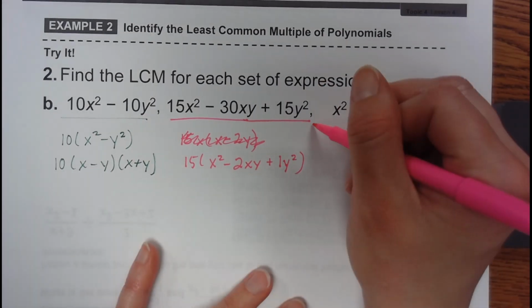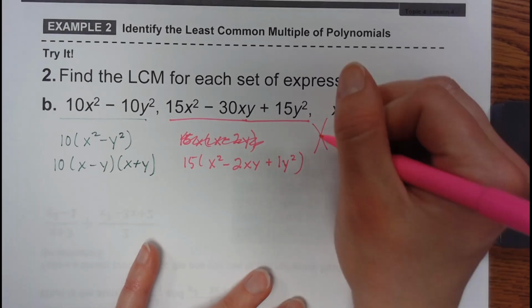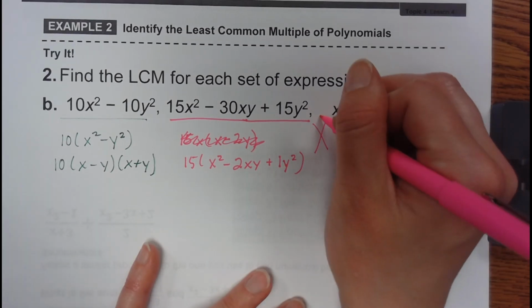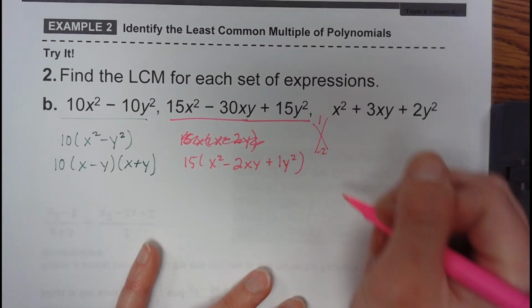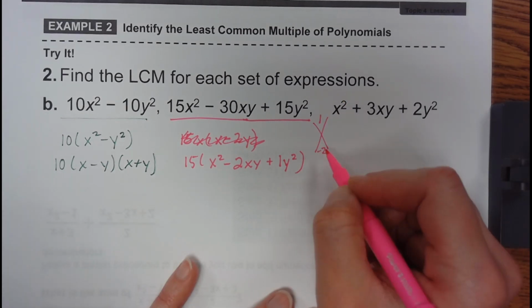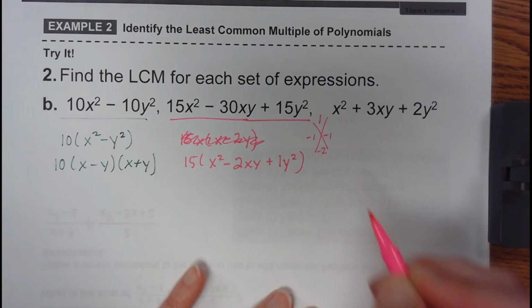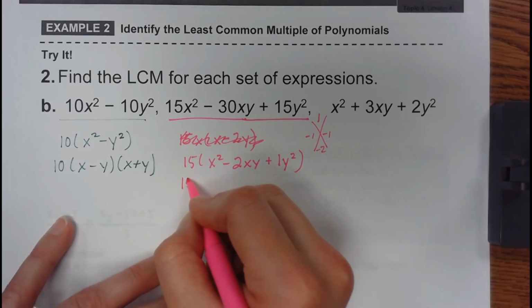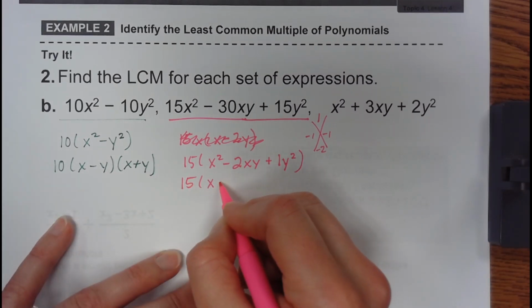We can actually factor even with the variables. We got 1 and negative 2. So what multiplies to positive 1 and adds to negative 2 would be negative 1 and negative 1. So we would have x minus y.